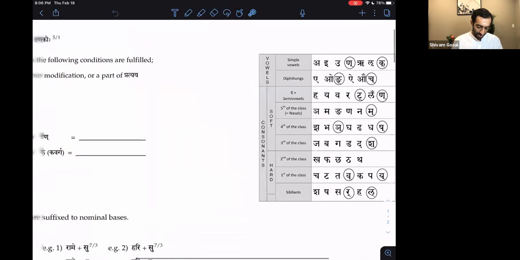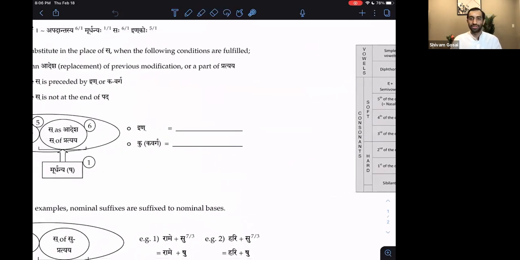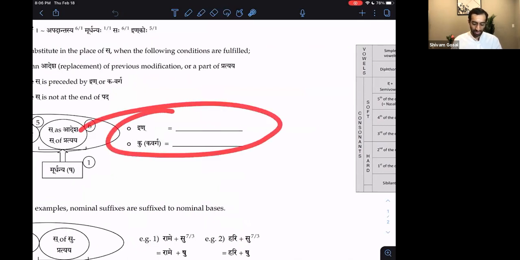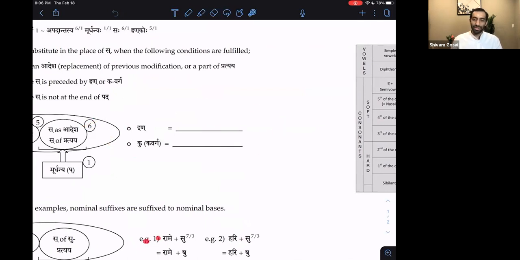And what is ku? Ku is ka varga. So ka, kha, ga, gha, nga. That whole first line that you learn in the alphabet is ka varga. So this is what you want to put in here. We'll pick up from here in our next class.